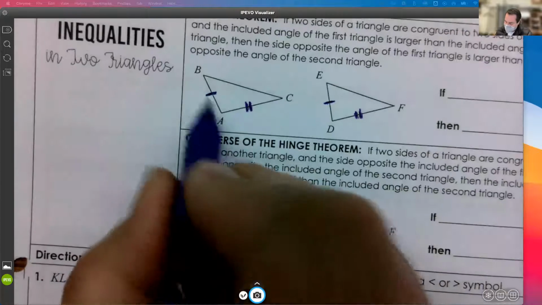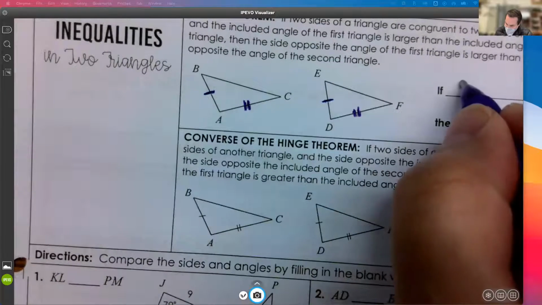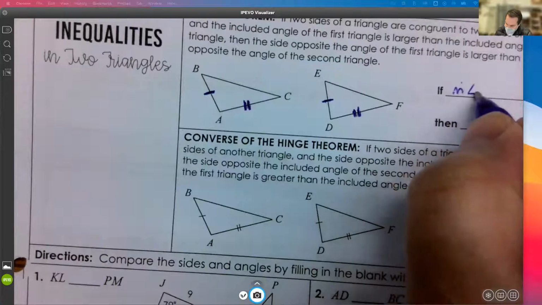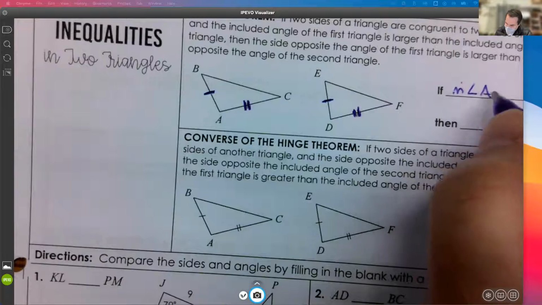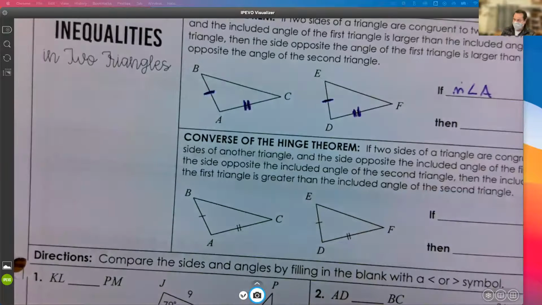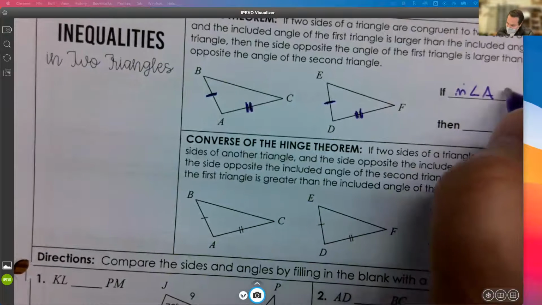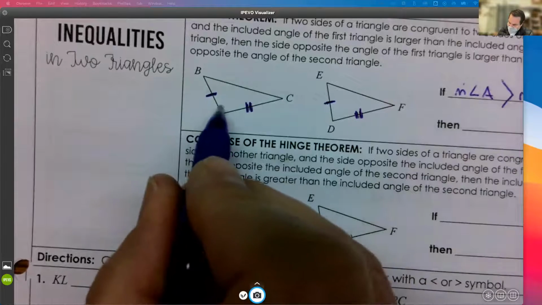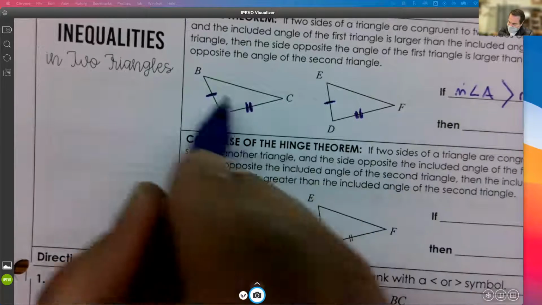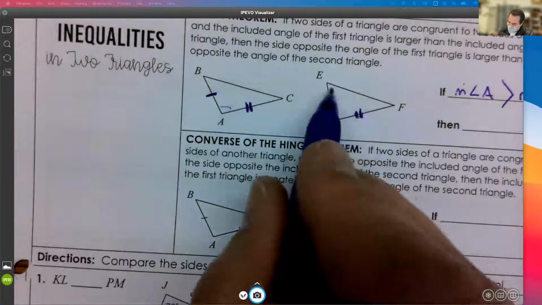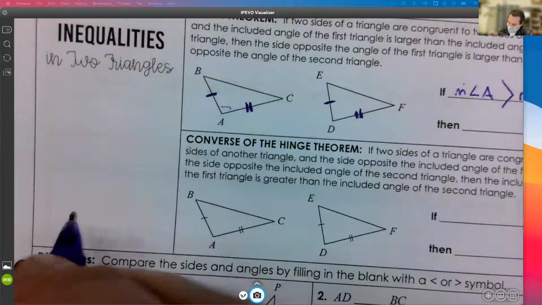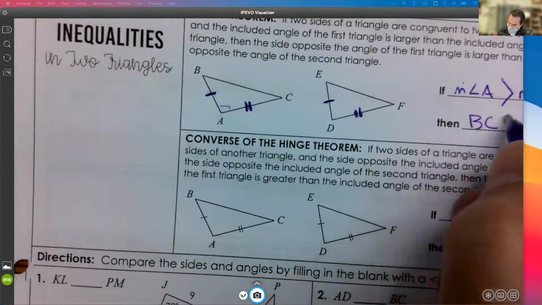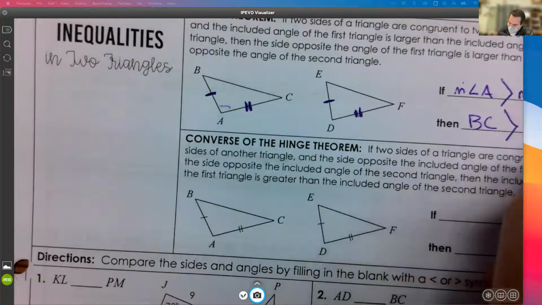What this theorem says is if they're almost the same, and the measure of angle A is bigger than the measure of angle D, this one's bigger than this one, what can you say about BC versus EF? Yeah, BC is going to be bigger, same idea, than EF.